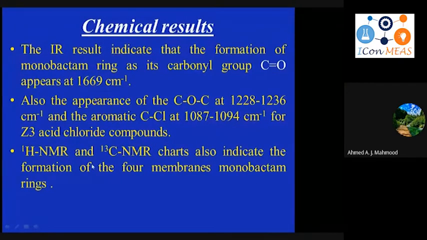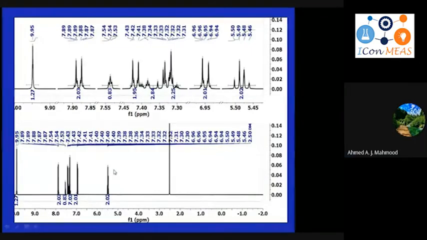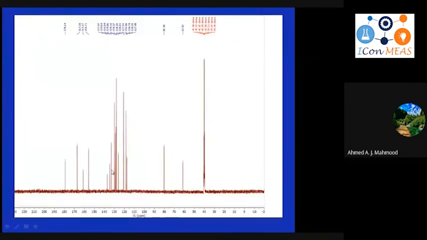The proton NMR and carbon-13 NMR charts also indicate the formation of the four-membered monobactam rings. This is an example of the proton NMR chart for a selected compound, and this is the carbon-13 chart for another selected compound.